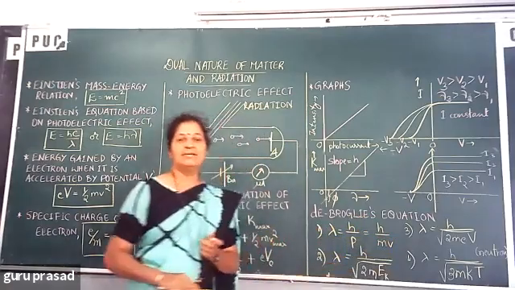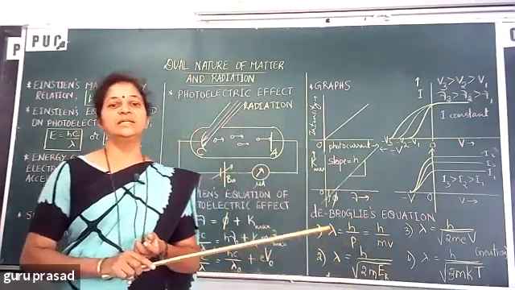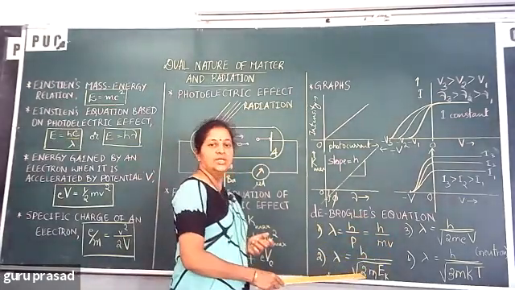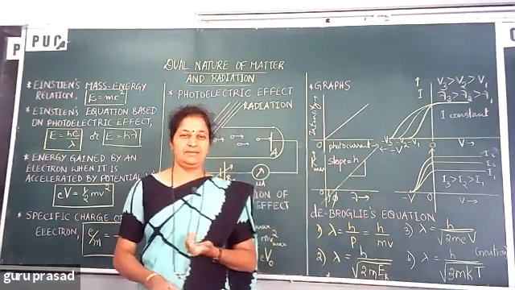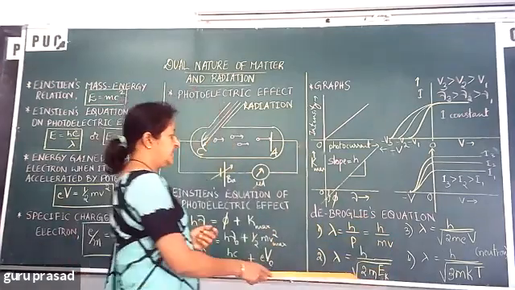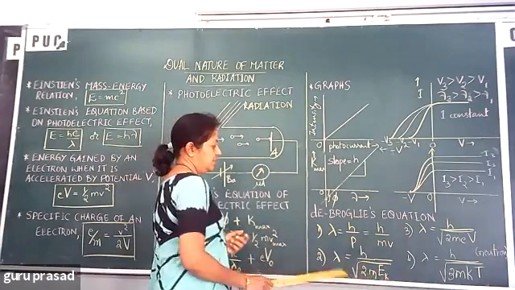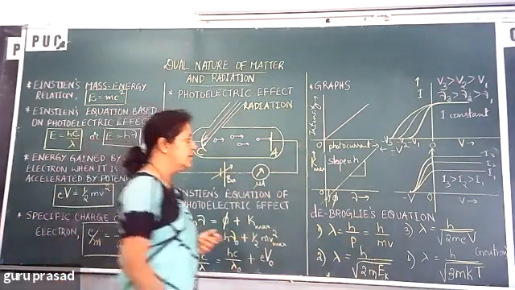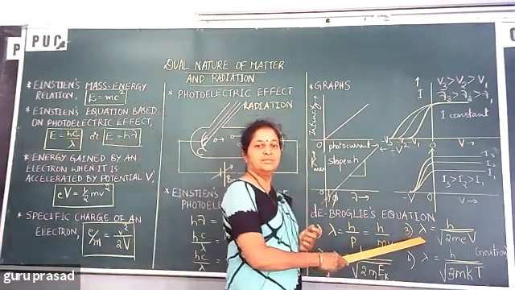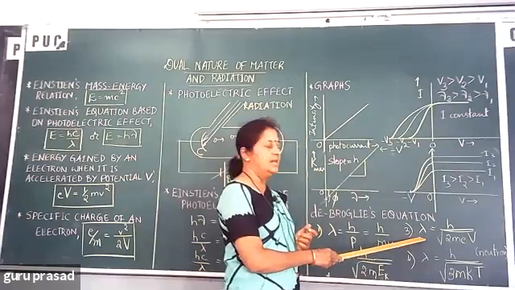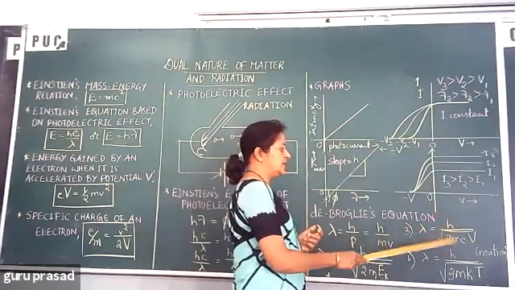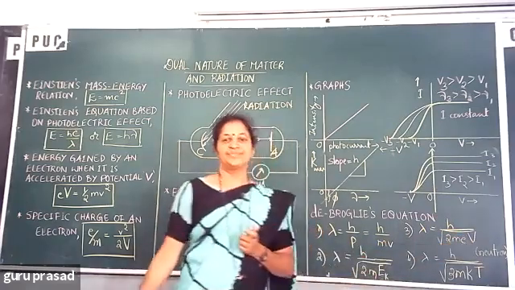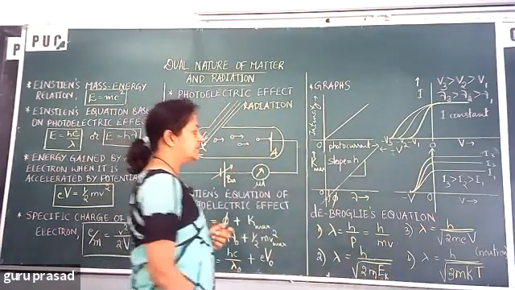Then you can also have the equation for de Broglie wavelength in terms of kinetic energy. Lambda is equal to h by square root of 2mK, where m is the mass of the electron and K is the kinetic energy of the electron. Okay, so you can also have the de Broglie wavelength in terms of potential. Lambda is h by square root of 2meV, because kinetic energy is eV. Okay, that's all.